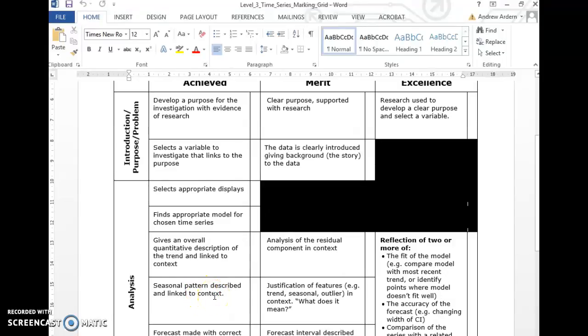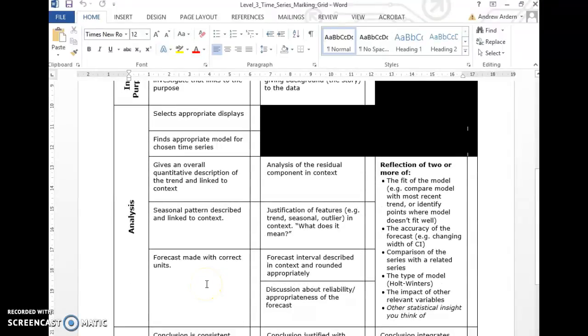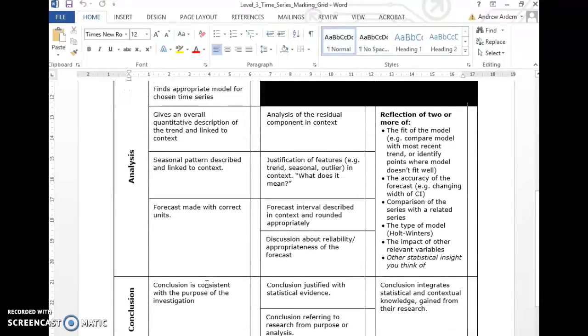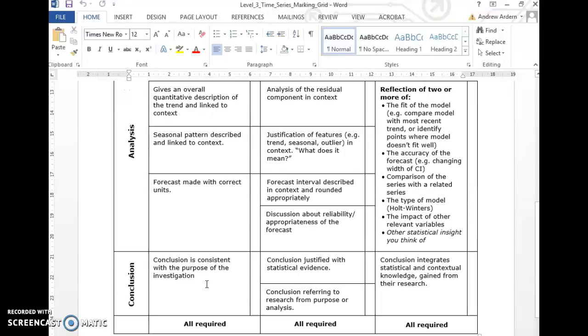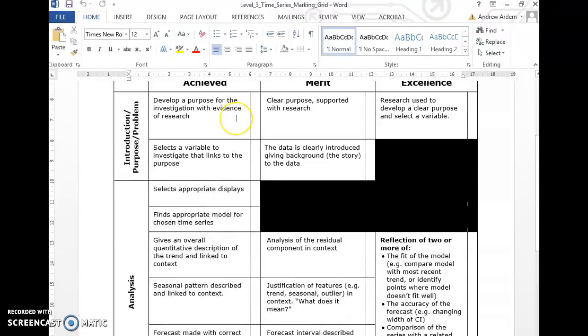You have to fully describe the seasonal pattern. Okay, we've done quite a bit of that. A non-negotiable is to make a forecast. I'm going to talk a little bit more about forecasting in this video. And then you have to draw a conclusion, highlighting the key points from your analysis and answering your initial question or problem. Think PPDAC from year 11: problem, plan, data, analysis, conclusion. So it has to all tie back to itself.